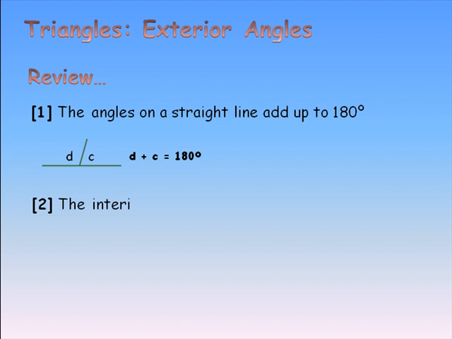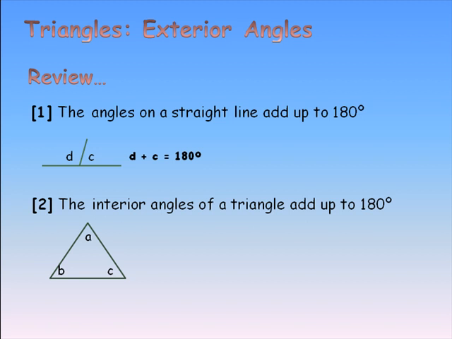The second thing we know is that the interior angles, and by that I mean the angles inside the triangle, they also add up to 180 degrees. So here I have a triangle, and angles A plus B plus C equal 180 degrees. These are going to come in useful later on when we work out exterior angles. But first let's have a look at what I mean when I say an exterior angle.